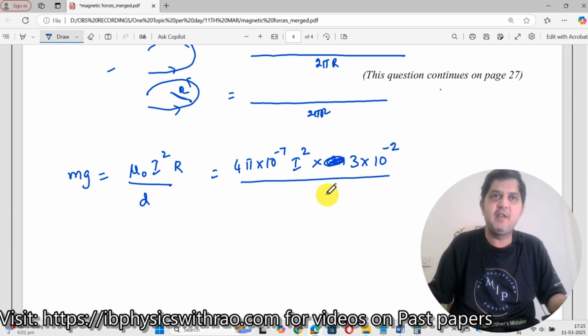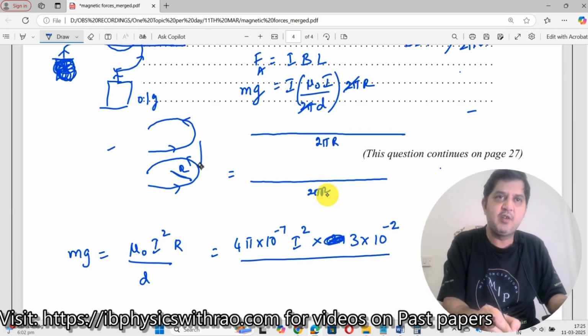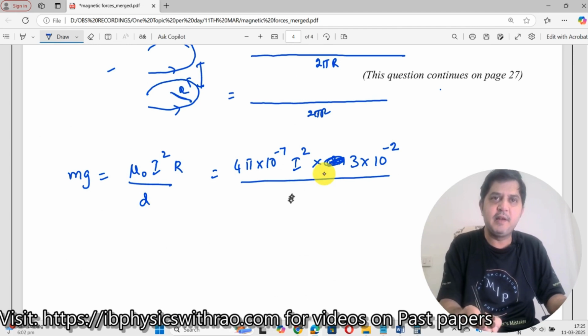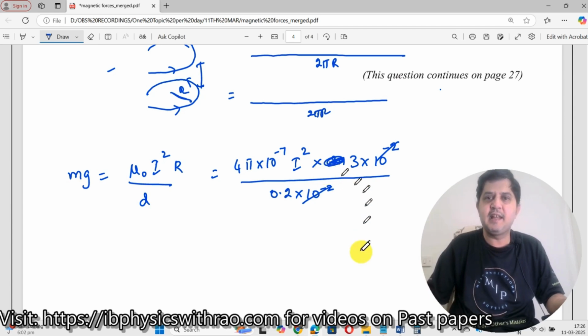What is the value of D? D here is the distance between the two coils. What is the distance between the two coils? This is 0.2 centimeter, so therefore 0.2 into 10 to the power of minus 2. So 10 power minus 2 and 10 power minus 2 go away. Now let us do the calculations of only the rest of the parts.